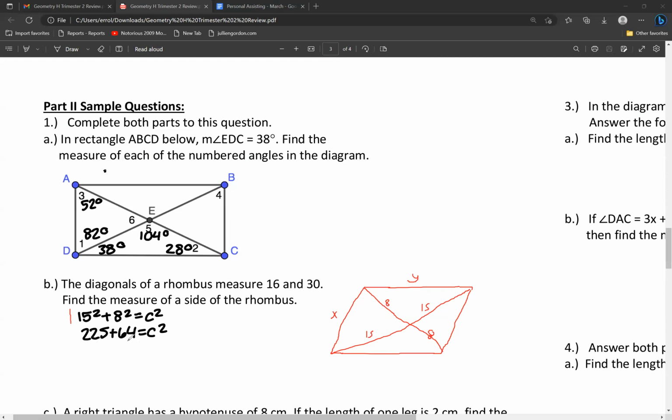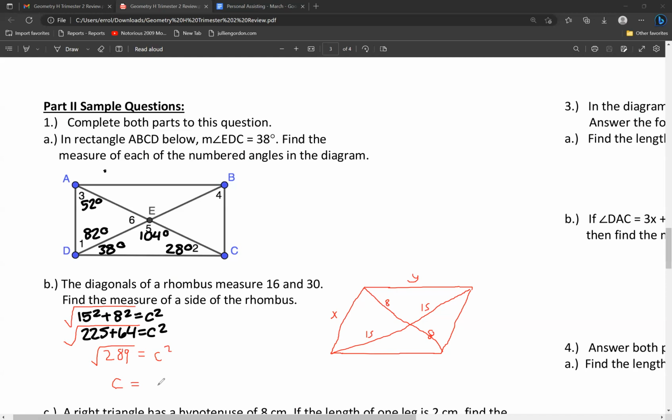Just keep going now. What's 225 plus 64? Just keep going all the way. 225 plus 64 is equal to 289. Okay. Well, don't forget this part actually. Don't forget the square root part. Okay. So what's C? C equals what? C equals the square root of 289.